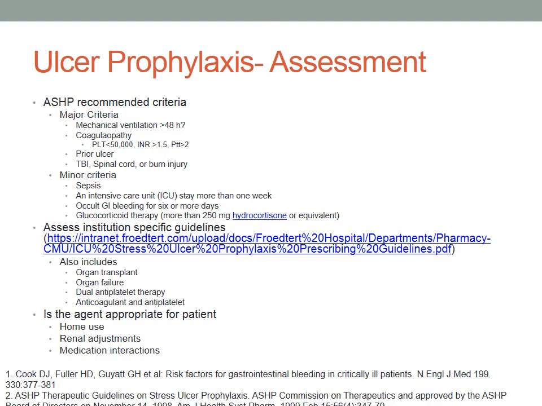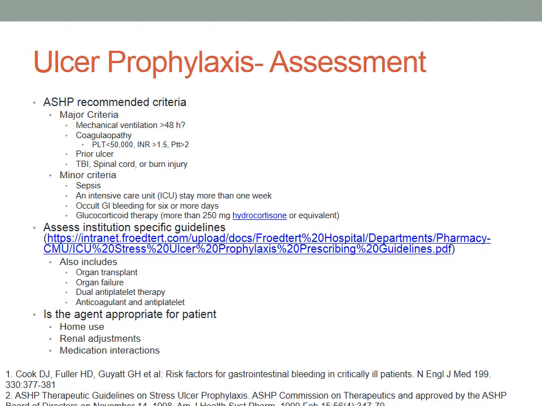That is septic patients, ICU stays for more than 1 week, occult GI bleeding for 6 or more days, or glucocorticoid therapy, defined as 250 milligrams of hydrocortisone or equivalent daily. Froedtert also has institution-specific guidelines, which includes organ transplant, organ failure, patients on dual antiplatelet therapy, and patients on anticoagulant and antiplatelet therapy. We must assess the risk versus benefit with the increased incidence of negative outcomes as opposed to the likelihood of a stress ulcer in each patient.